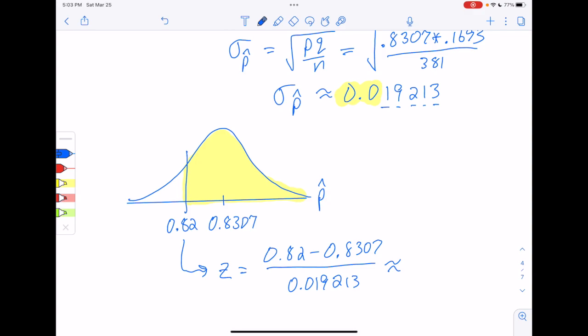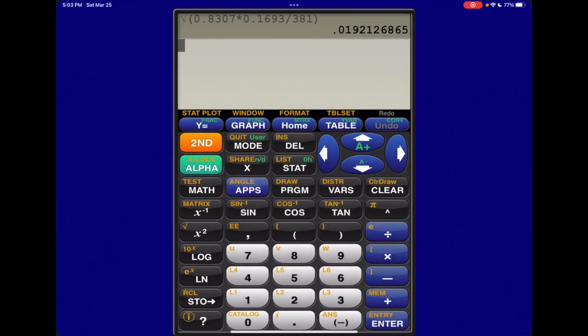So we'll go get that z-score on the calculator. Remember, parentheses around numerators, so 0.82 minus 0.8307. Close the parentheses so that subtraction happens before this division. And then divide by the standard deviation, 0.019213. So negative 0.556. We round to 3 decimal places on z-scores. That 6 is followed by a 9, so we'll make it negative 0.557.